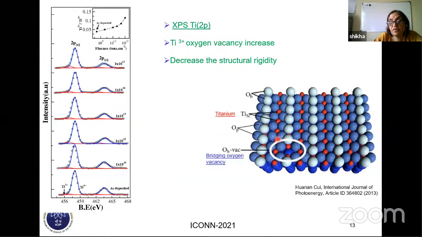So an oxygen vacancy will appear something like this, where one of the oxygens is missing. And this causes a decrease in structural rigidity also. So the presence of oxygen vacancies makes morphological changes as well as chemical changes, and it decreases the structural rigidity.